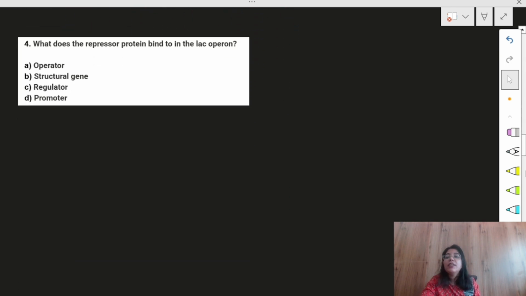Now, what does the repressor protein bind to in the lac operon? They are asking what is the place where the repressor protein has to bind in a lac operon. If you remember the lac operon concept, it is very easy.